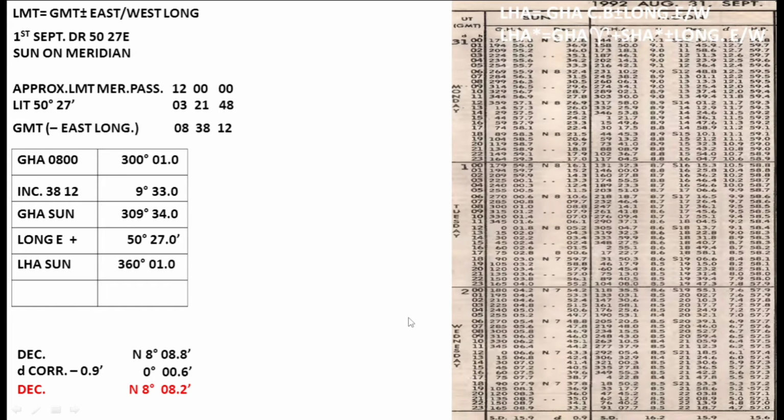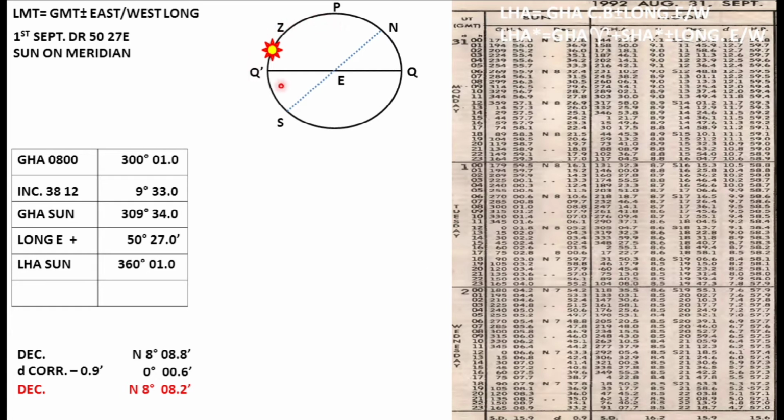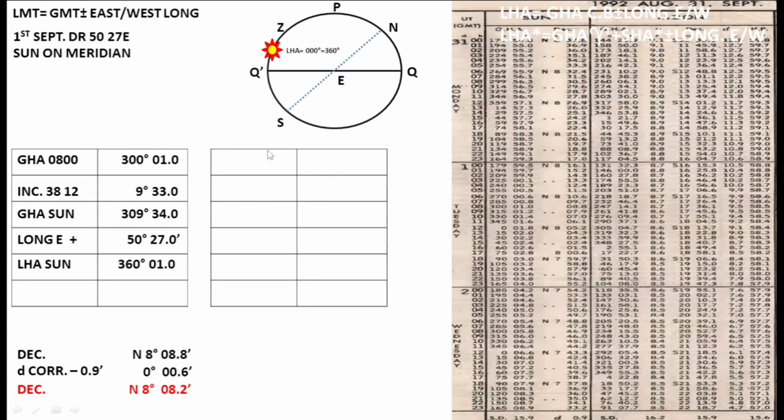And this is my LHA. When the body is on my meridian, we know that the LHA is the angle at the poles. When it is on the meridian, there is no angle. So the LHA is 360 or 000 when the body is on your meridian. Now if I was asked to find the exact time, I will start in reverse. I'll take the LHA as 360, apply my longitude, and I'll get my GHA.